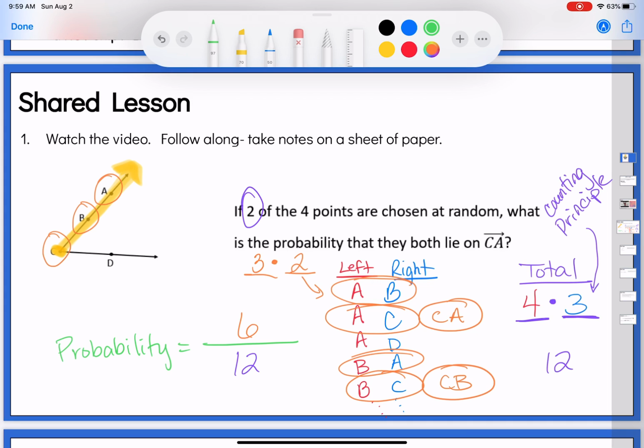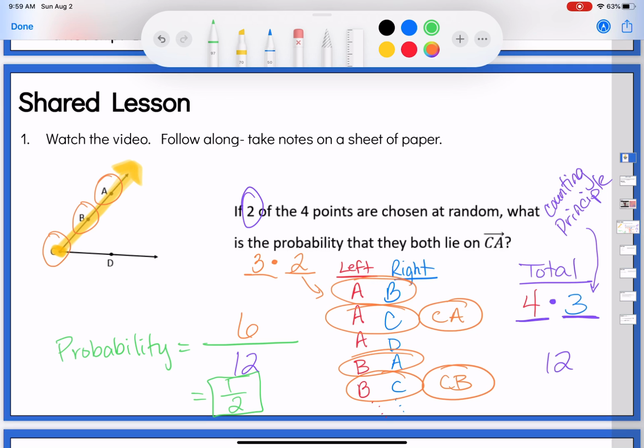Now, we don't ever want to leave a fraction like that. If we can reduce it, we always, always, always want to reduce it. It will never tell us to do that in the directions that we need to do it. So in fact, my probability that 2 of these 4 points at random both lie on ray CA is 1/2.